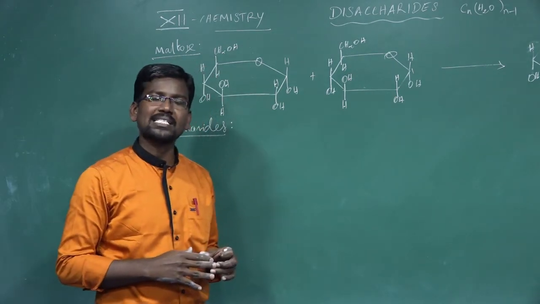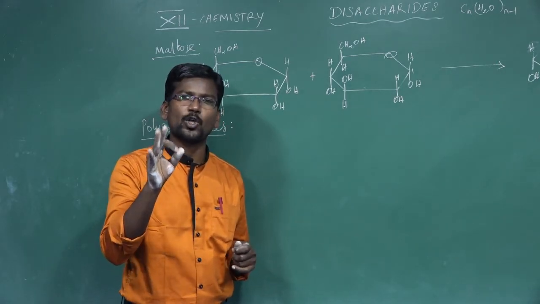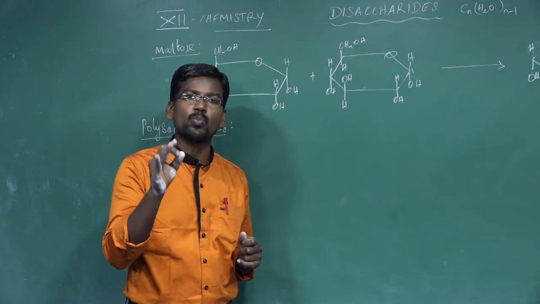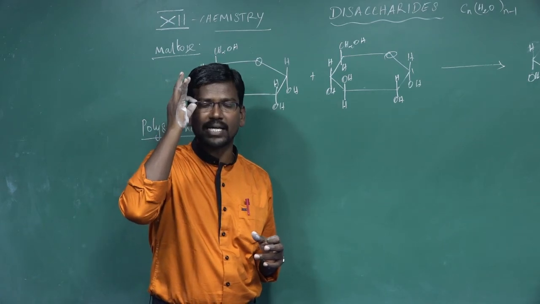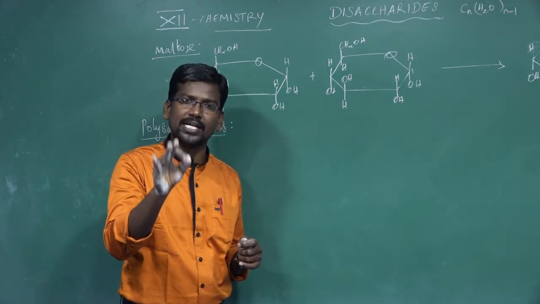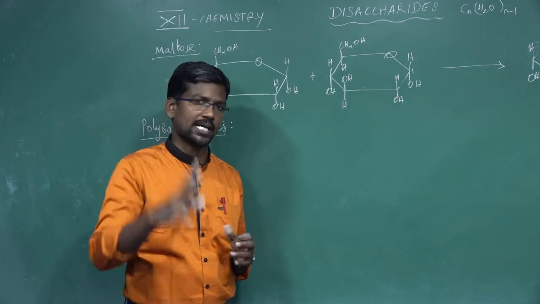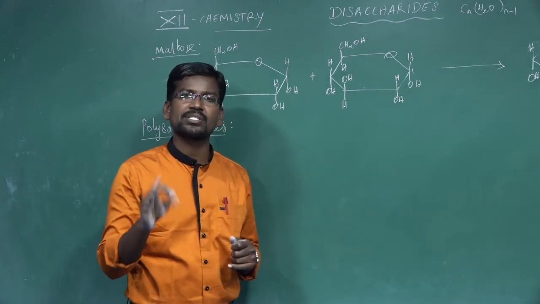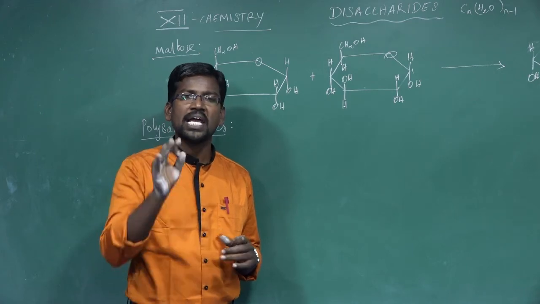Polysaccharides are mainly classified into two types, homopolysaccharides and heteropolysaccharides, depending upon the nature of the constituent monosaccharides linked with each other. What is the meaning of homopolysaccharides? Those polysaccharides which contain the same kind of monosaccharide unit are known as homopolysaccharides. Homo means same. Examples are starch, cellulose and glycogen.